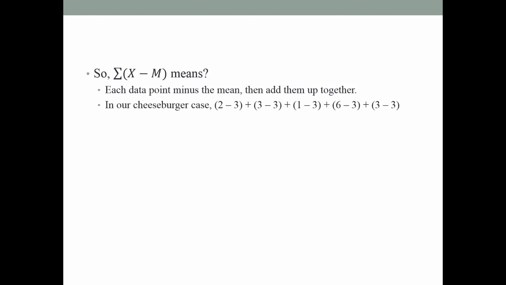Now, how about this? Sigma of x minus M, or the average. What does this mean? Each data point minus the mean, and add them up together. So for example, in our cheeseburger case, that's 2 minus 3 plus 3 minus 3 plus, and so on and so forth, right? And by the way, what's the answer? And why is that? If you don't know, then you refer to the chapter 1 variance lecture for the answer.